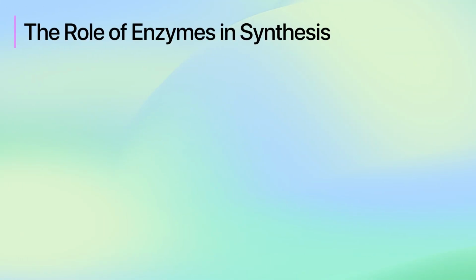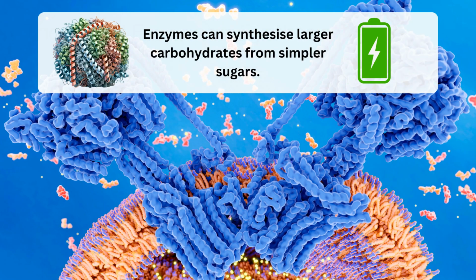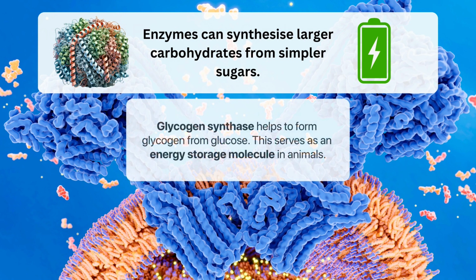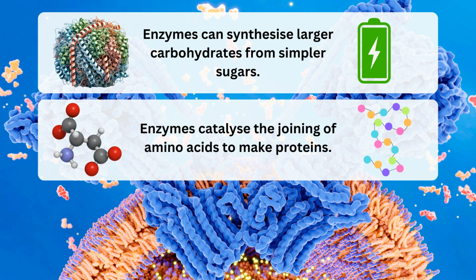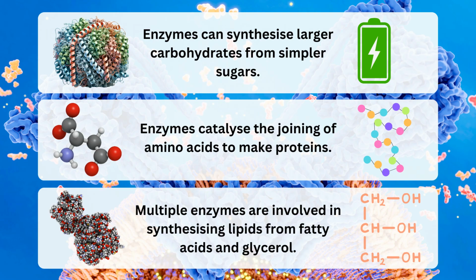In addition to breaking down molecules, enzymes play a crucial role in building them up. For example, enzymes are involved in synthesizing larger carbohydrates from simpler sugars. One case of this is when glycogen synthase, a carbohydrase enzyme, helps to form glycogen from glucose. This serves as an energy storage molecule in animals. Enzymes are also important in catalyzing the joining of amino acids together to make proteins. Finally, multiple enzymes are involved in synthesizing lipids from fatty acids and glycerol.